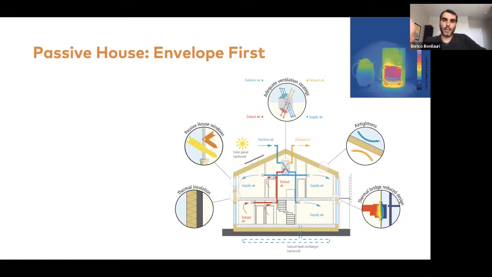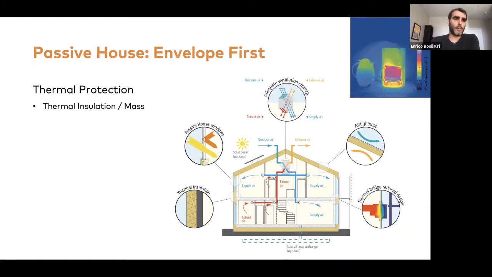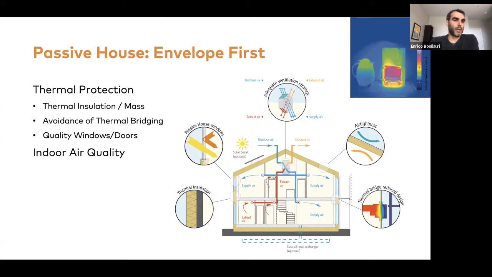Whereas on the left-hand side, you see a thermos that has much lower temperatures on the surface because there are not as many heat losses. We're going to see later today in this presentation how the passive house building envelope is just that. It is the thermos that we can control, and we have very durable conditions even if the power goes out. Now, the cornerstones of this thermal protection include thermal insulation and thermal mass, absence of thermal bridging, quality of windows and doors, as well as high indoor quality achieved by means of a combination of air tightness and continuous filtered fresh air. So these are the cornerstones of the passive house concept.